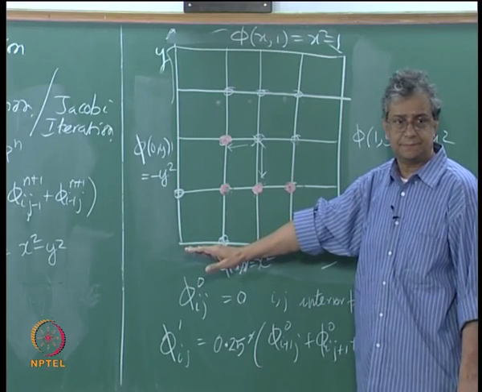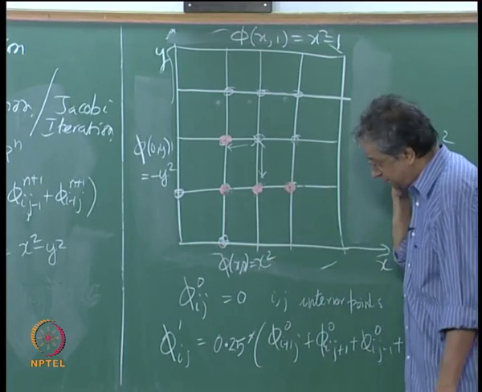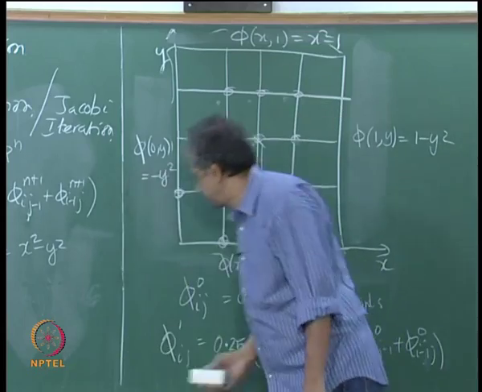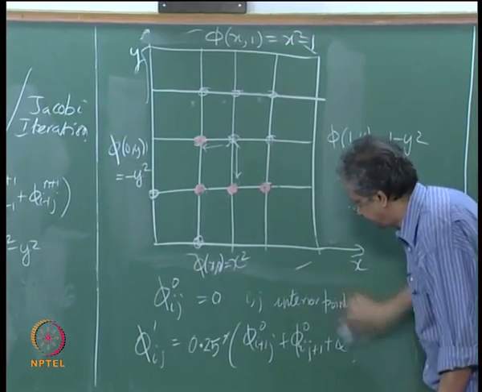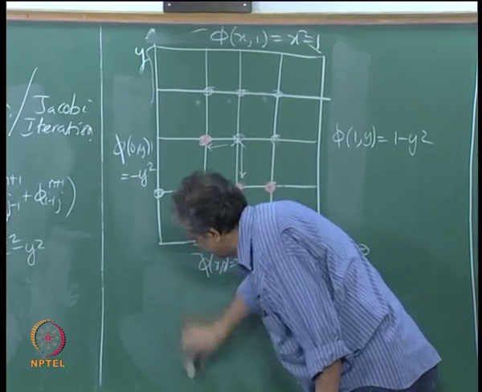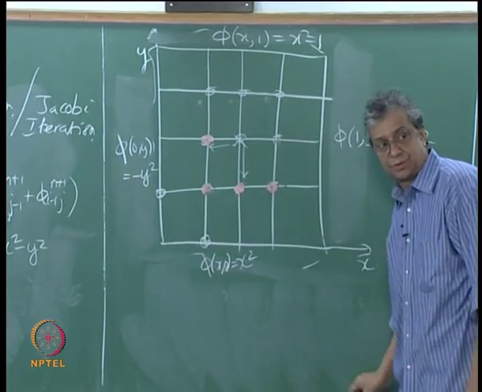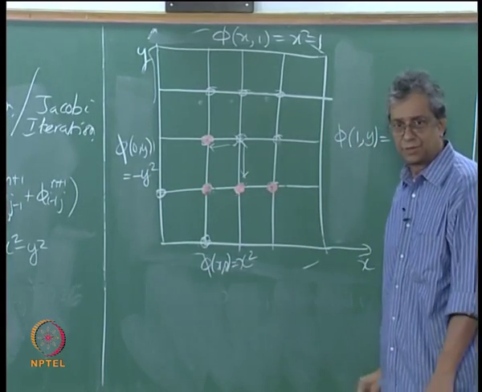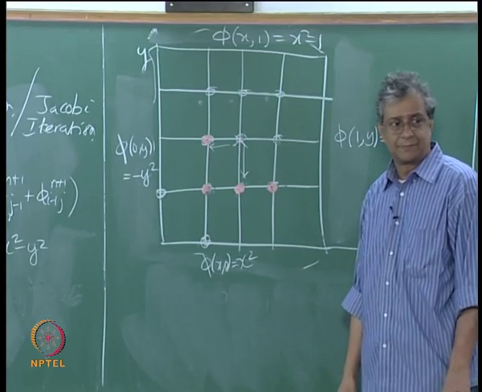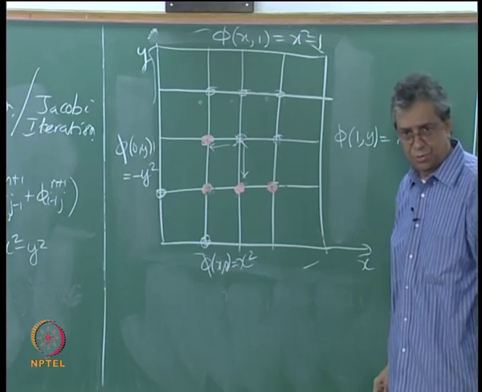Fine. Okay. So if the maximum and minimum of the solution occur on the boundary, what can we say? We will use this argument now. This is called the maximum principle.